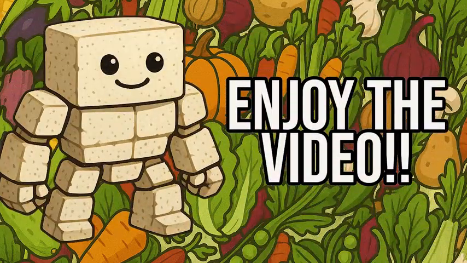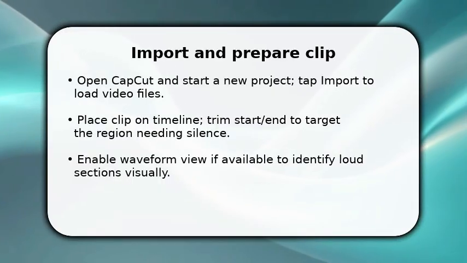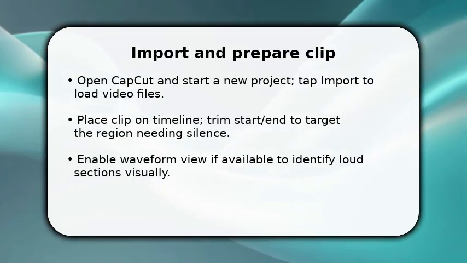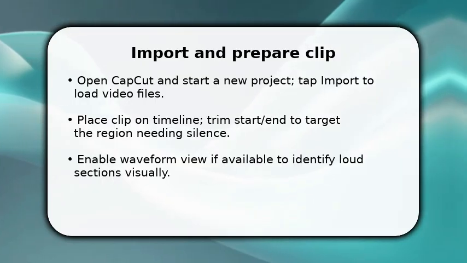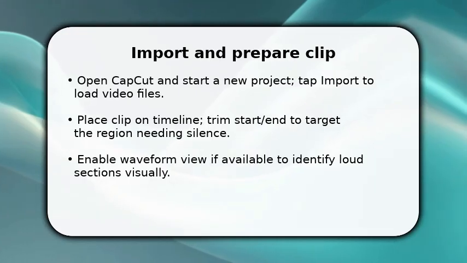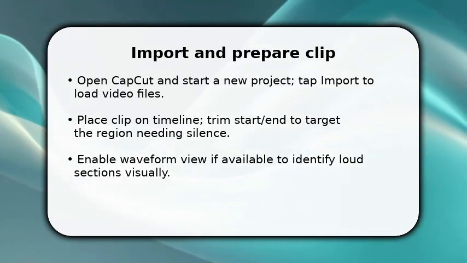You'll begin by bringing the file into CapCut and preparing it for editing. First, open CapCut and create a new project. Import the video you want to mute. Place the clip on the timeline and trim rough edges so you focus on the relevant segment.